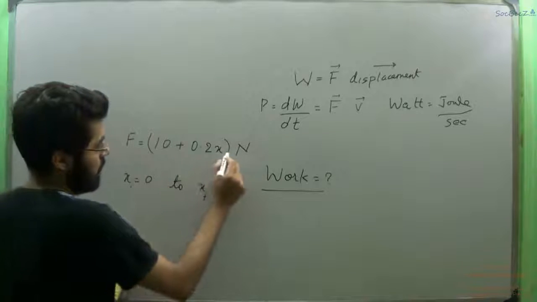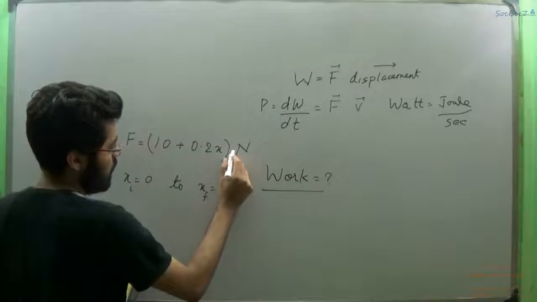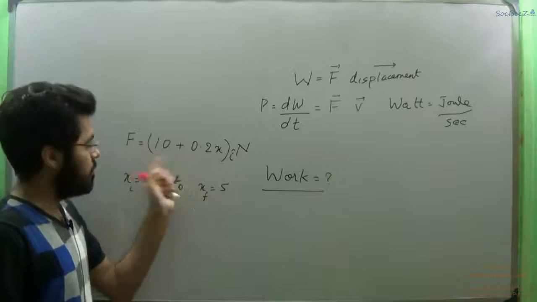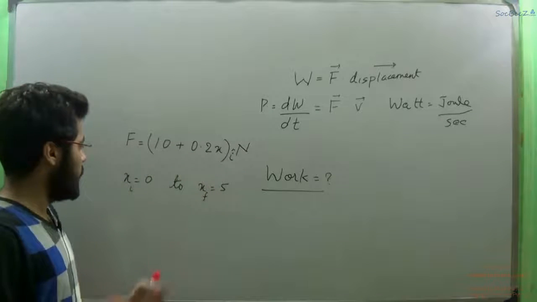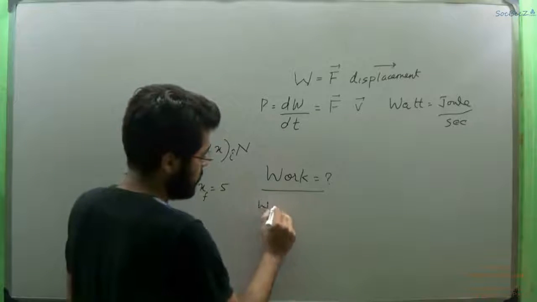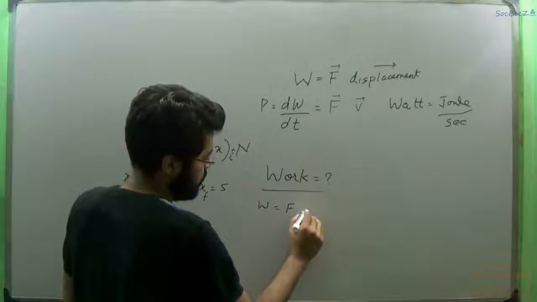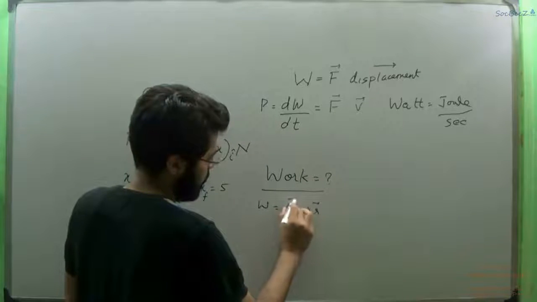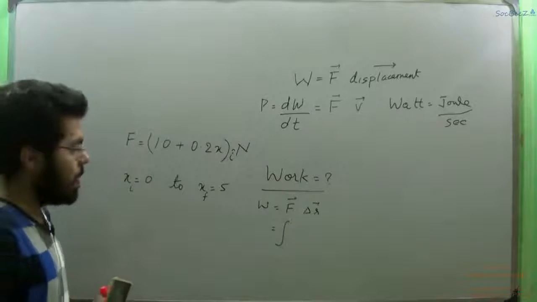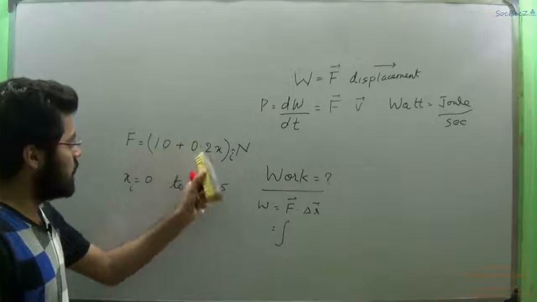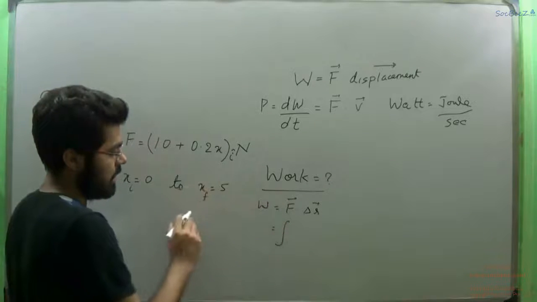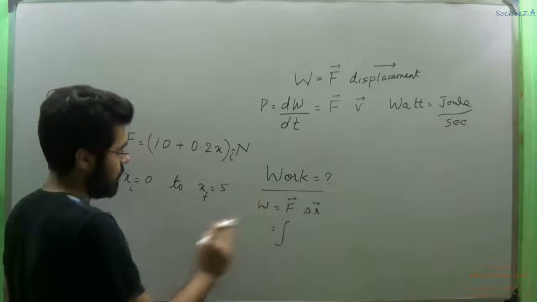Now force is a vector quantity, so there should be an i here. It means the force is along the x direction, and displacement is also along the x direction. So work is simply F dot dr. Now here we will integrate it. Why? Because the force is not constant. It is dependent on x. So we cannot take the force F outside the integration sign. Rather we have to keep it inside the integration sign.